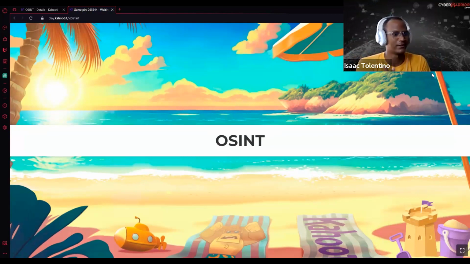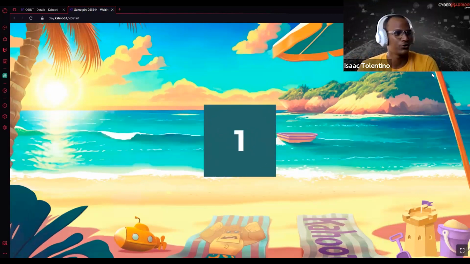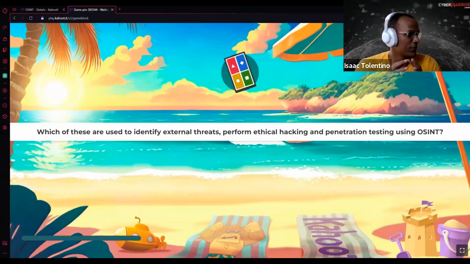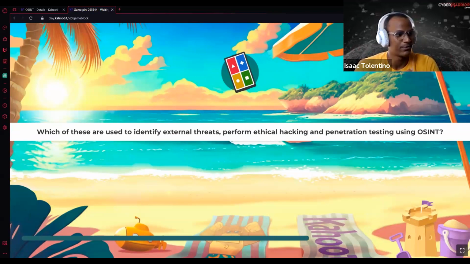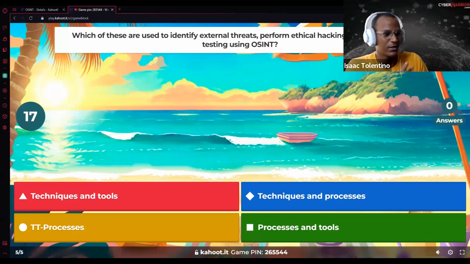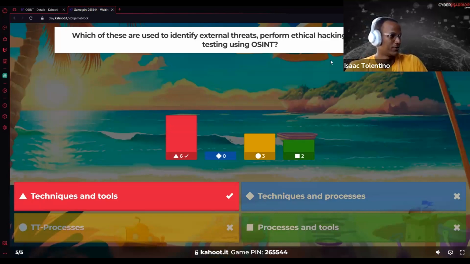Let's see. OSINT. 3, 2, and 1. Which of these are used to identify external threats, performing ethical hacking and penetration testing using OSINT? So it's two things in specific that go together. Let's see what you guys think. There you go. Good job. Techniques and tools. That's one of the things you're going to see. In cybersecurity specifically, or ethical hacking and penetration, we will always be talking about those two: techniques and tools. And that's what OSINT focuses on, gathering and finding that information.